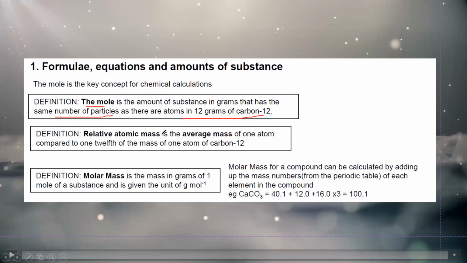The definition of relative atomic mass: it's an average mass. It's important you use the term average. So the average mass of one atom compared with 1/12 of carbon 12. This is a standard definition. And the molar mass is the mass in gram of 1 mole of a substance, and the unit is gram per mole. Is it clear, the three definitions: the concept of mole, the relative atomic mass, and the molar mass?